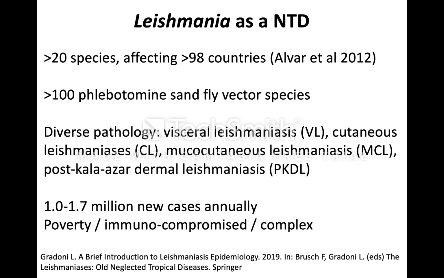When you put these all together, there's an estimation of 1 million to 1.5 million or so cases annually, and these are commonly associated with people who are immunocompromised. They're complex cases, complex diseases.